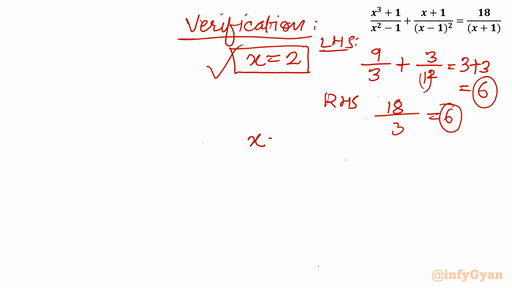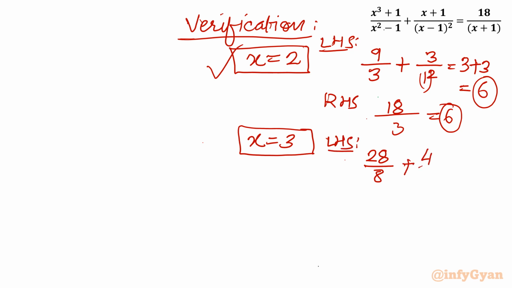Now come to the second solution, the second integer solution. So x is equal to 3. 3 cube is 27 plus 1, 28, over 3 square is 9 minus 1, 8. This is our LHS. Okay. Second term, 3 plus 1, 4. 3 minus 1, 2 whole square, 4. So if you cancel these two, 1. So it is coming out 28 over 8 plus 1.